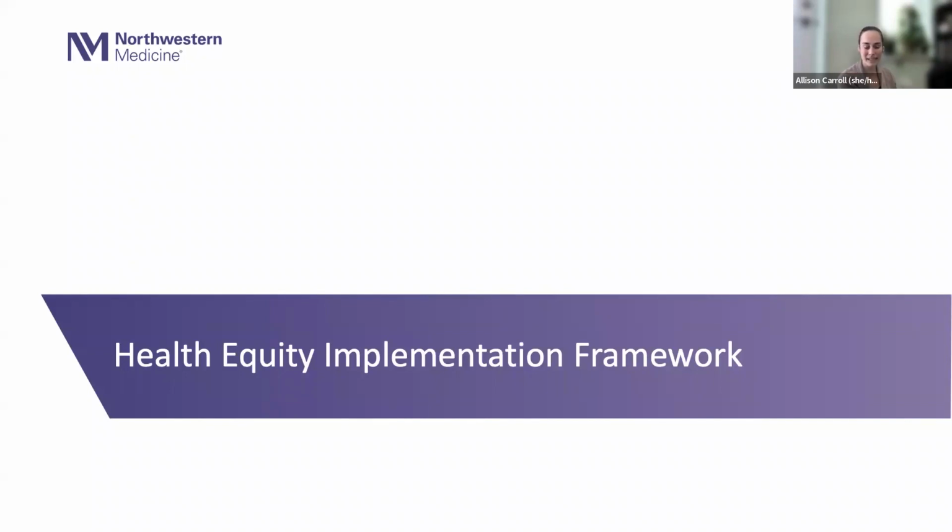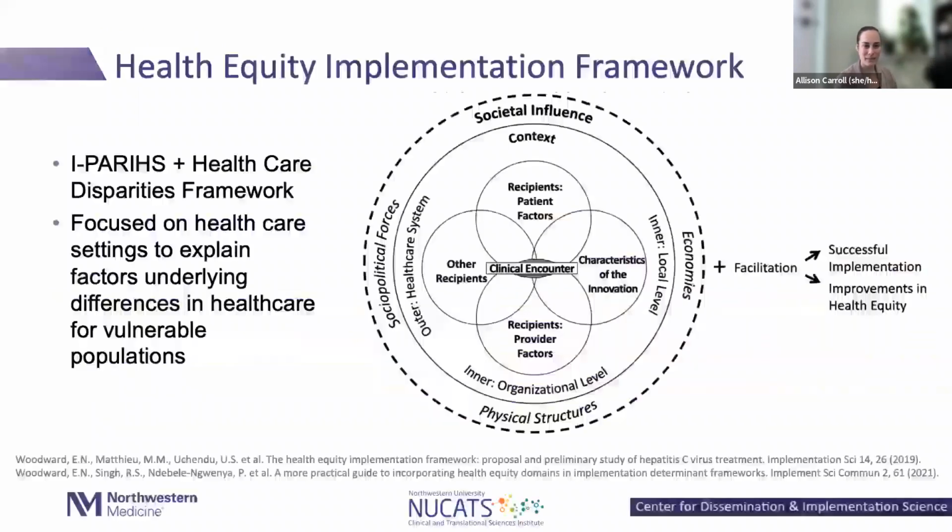So in part to address the fact that there is not a lot of equity integrated into many of the determinants frameworks, we're going to present the health equity implementation framework. So next slide, please. This was published in 2019 and was bringing together i-PARIHS as an implementation framework with the healthcare disparities framework. In addition to having the internal and external or outer setting domains, it tries to explain factors underlying differences in healthcare for vulnerable populations. So once again, rather than that more expanded look at the CFIR of using innovation and recipients, we are back pretty strictly in the healthcare setting with this framework.